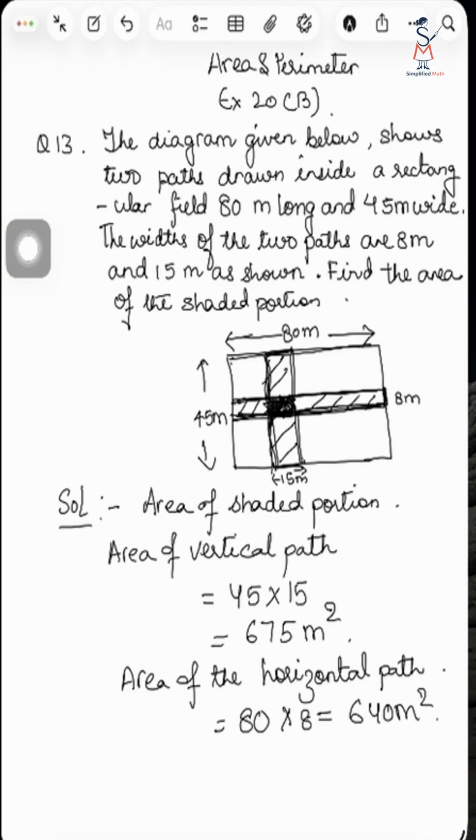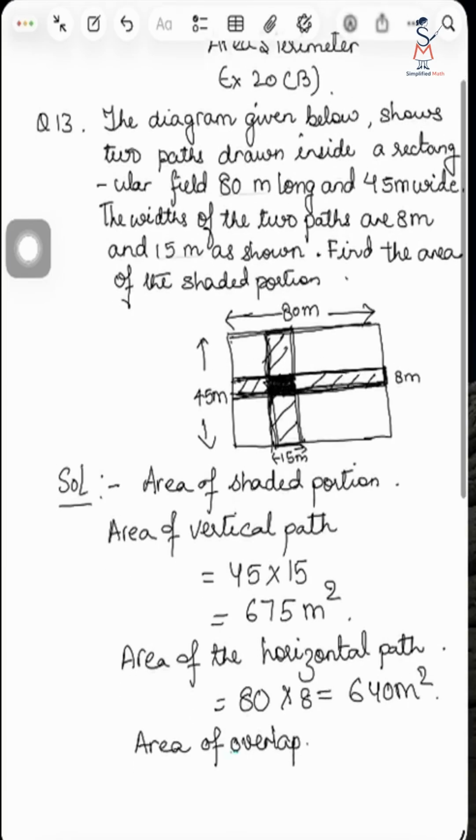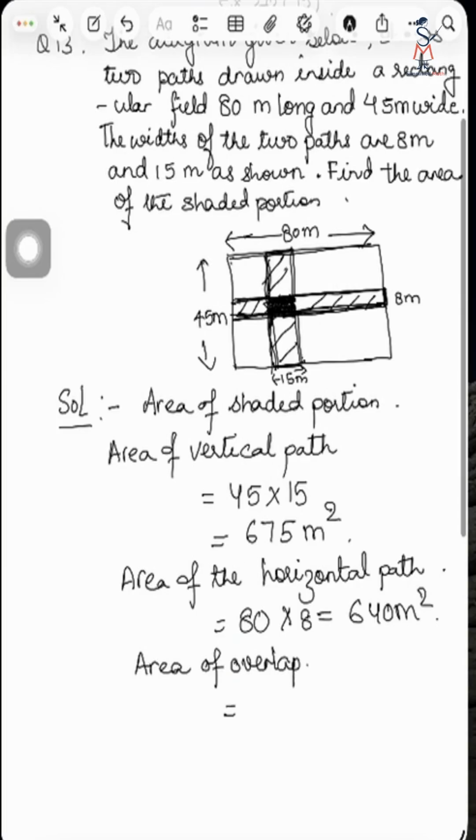Now what we will do, we will find the area that is overlapping in both, right? This area which is overlapping, because we have to subtract that area from the total of these two areas. Area of overlap, just write area of overlap. So what is the area of overlap? This is 15, this is 8. 15 into 8, that is 120 meters square.